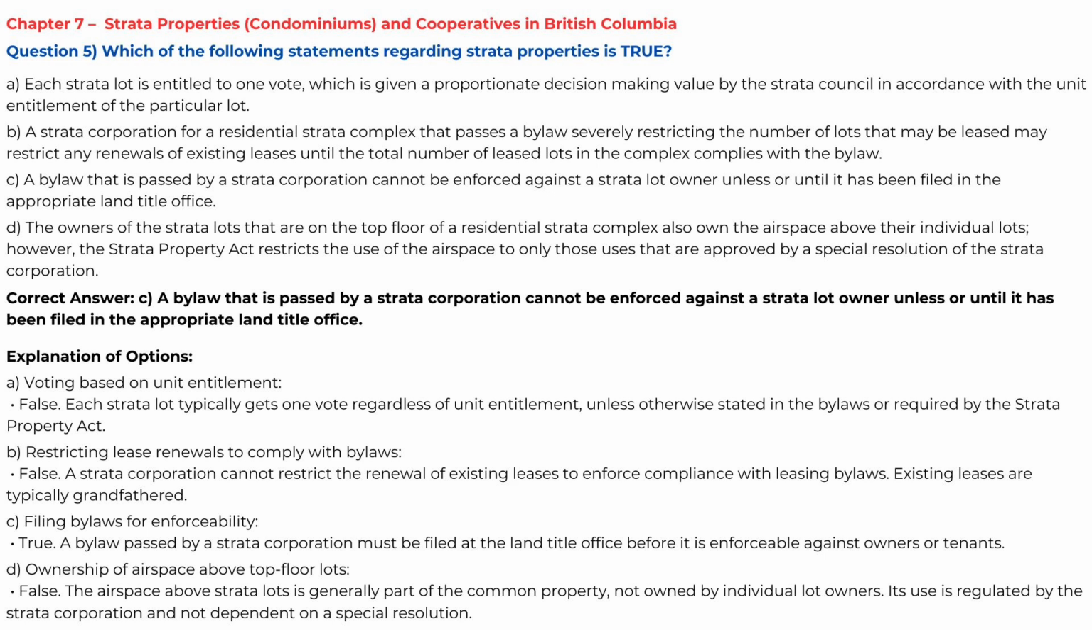Explanation of options. A. Voting based on unit entitlement. False. Each strata lot typically gets one vote regardless of unit entitlement unless otherwise stated in the bylaws or required by the Strata Property Act. B. Restricting lease renewals to comply with bylaws. False. A strata corporation cannot restrict the renewal of existing leases to enforce compliance with leasing bylaws. Existing leases are typically grandfathered.